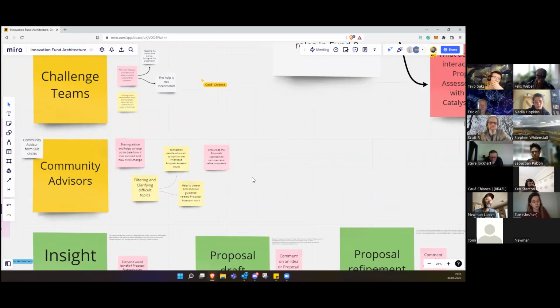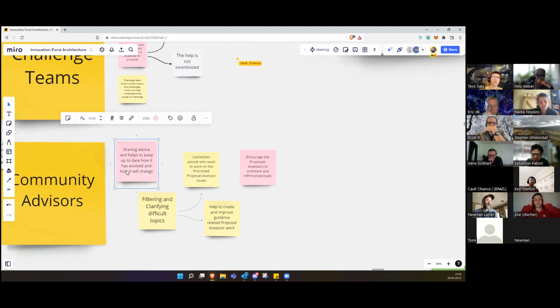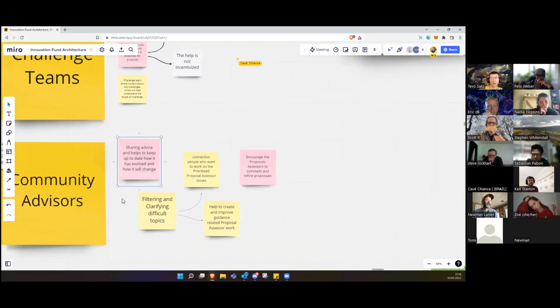But in relation to community advisors, let's say I'm doing a proposal right now and I'm going to give feedback to a proposal. Now I'm wondering, how do I know if this proposal is feasible? I look into the links, and now I go to the Discord server and ask, hey, what else do you know about this person? Now you as a community advisor, you see it. How are you in any way incentivized to share the feedback, or is it already captured here that the sharing of advice helps to keep up to date how it evolved and how it will change?